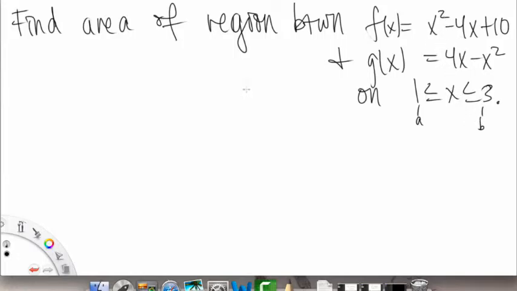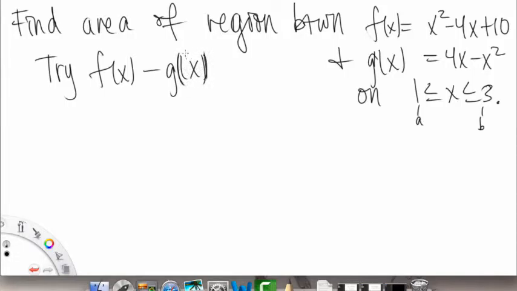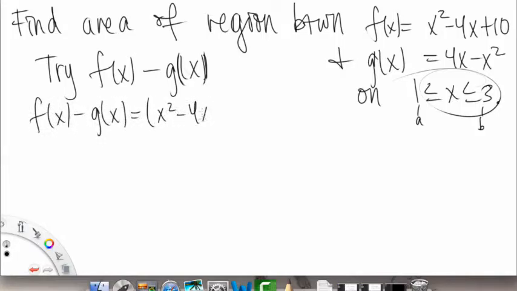First of all, we're going to see which one is our top function and which one's our bottom function. So we try f of x minus g of x, and we see whether we get a positive value or a negative value. We can plug in a point on our interval. So f of x minus g of x is equal to x squared minus 4x plus 10, minus our 4x minus x squared. As we work through the problem, I'll tell you what a positive number would signify and what a negative number would signify.